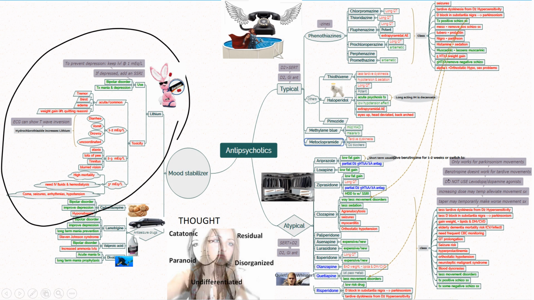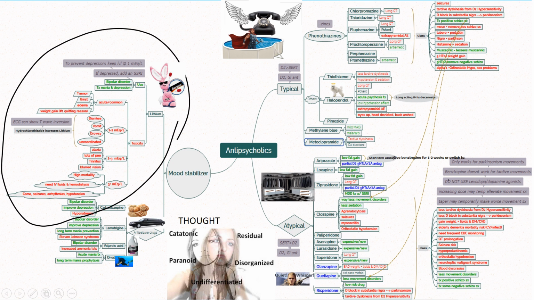Let's move on. So now we've got our phenothiazines: chlorpromazine, Thor, fluphenazine, the flying phone. We've got all this stuff tied into that one. And here he is up there, the typical corner. And then we've got our haloperidol up there with the typicals. And then down here we've got our atypicals. Remember, they're more serotonin than they are dopamine.